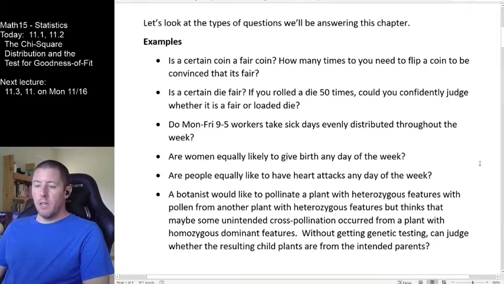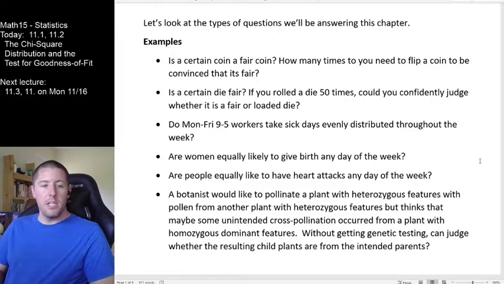Getting a little bit more technical here, a botanist perhaps is attempting to pollinate some plants, a desired cross-pollination between two plants. If you've ever worked with plants, then you know that it can, in certain situations, be pretty difficult to guarantee a certain pollination because pollen's tiny and it gets everywhere.